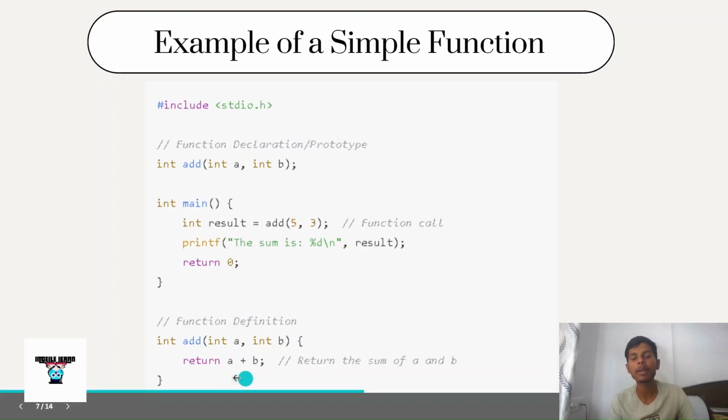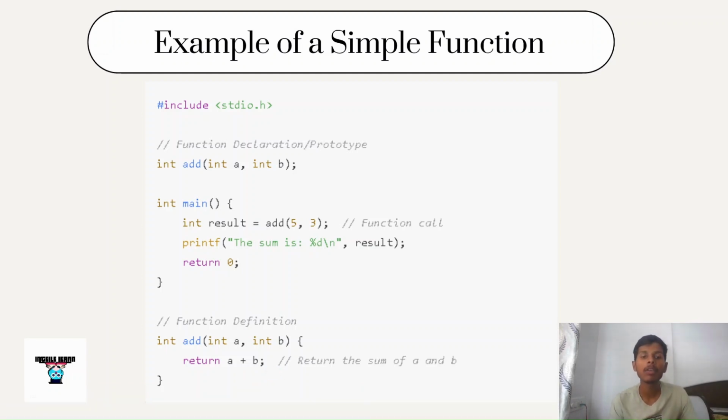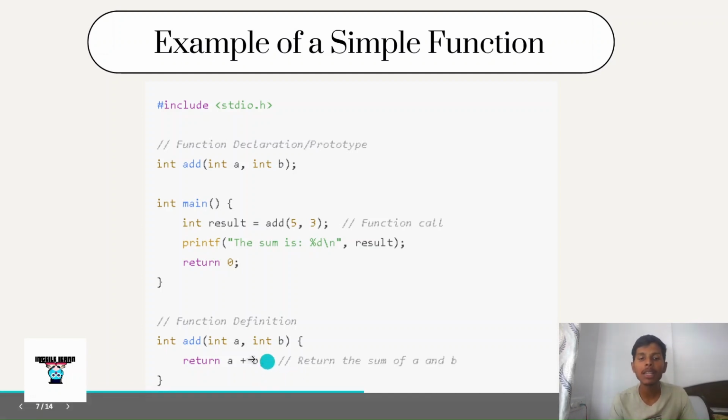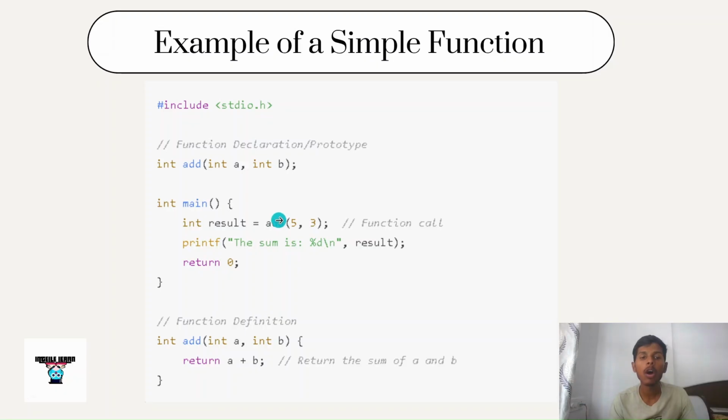What will it return? It will return the addition of these two values. So 5 plus 3 is equal to 8. The value will be passed back to the main function at this position itself. So the value 8 has come here. Afterwards, it will be stored inside the result variable.